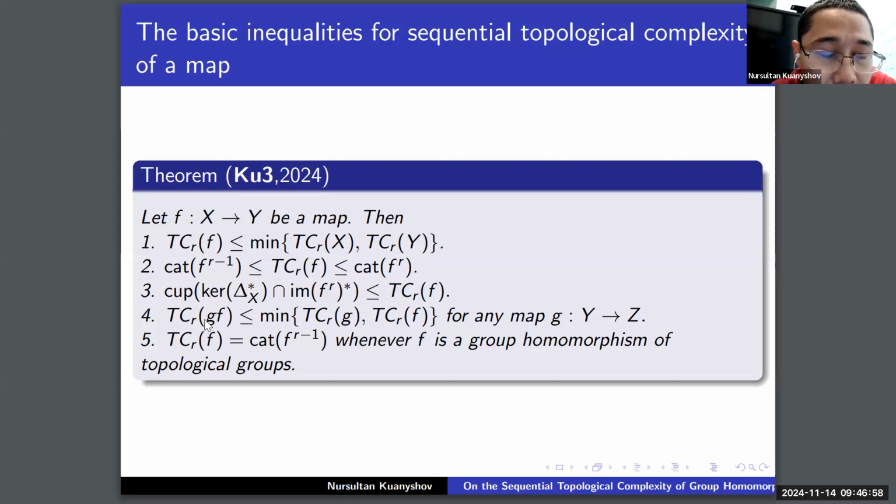And if I have a composition of two maps, this is less than or equal to the minimum of the sequential topological complexities of the maps. Okay, and similarly, the sequential topological complexity of a map attains its minimum whenever F is a group homomorphism of topological groups.